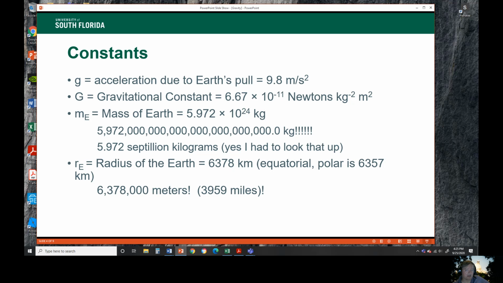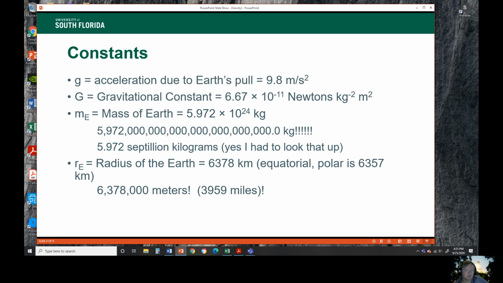We talk about these values, but we never really get into the history behind it. And I think that's one of the things that really lacks in our public education system, we don't get the historical aspects of it. And yeah, the mass of the Earth is 5.972 septillion kilograms. And yes, I'll admit I had to actually look that up.